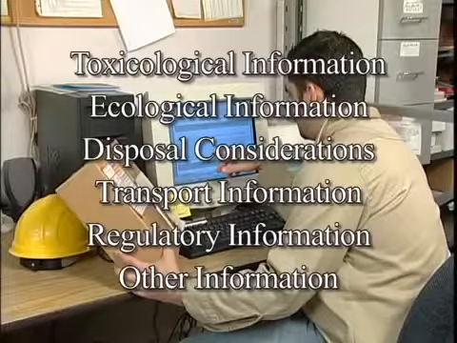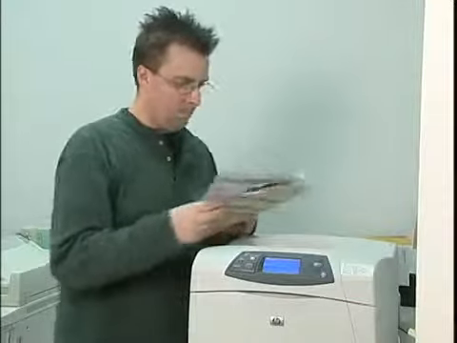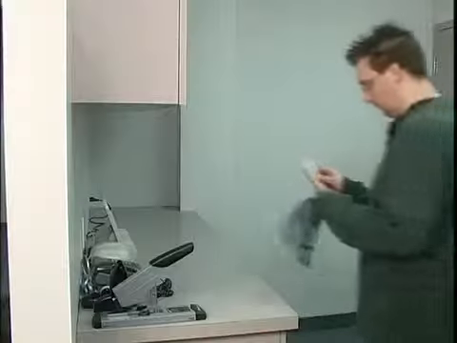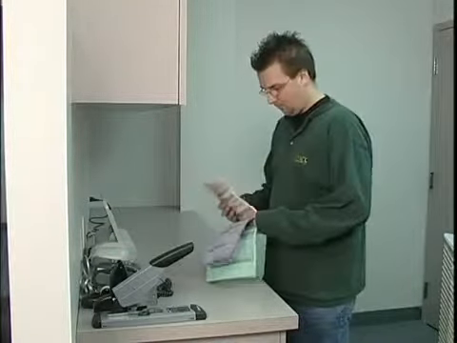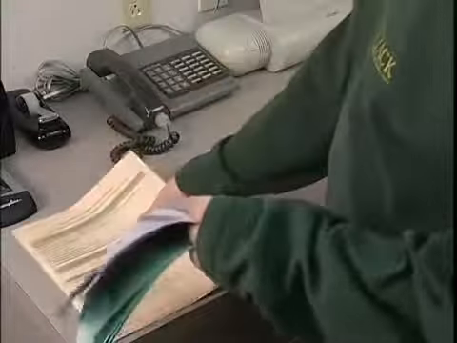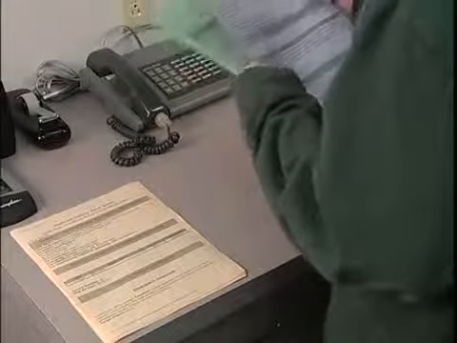These 16 sections make up the ANSI Material Safety Data Sheet, and while not all MSDSs are currently structured this way, they do contain the same kinds of information.